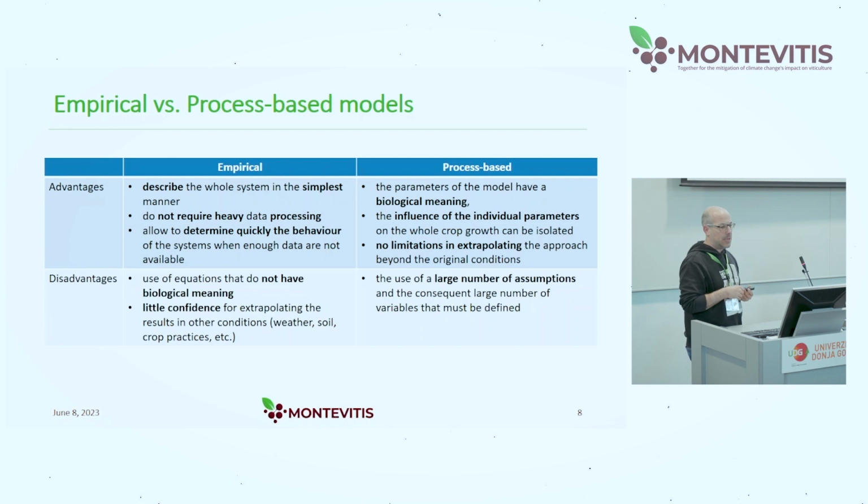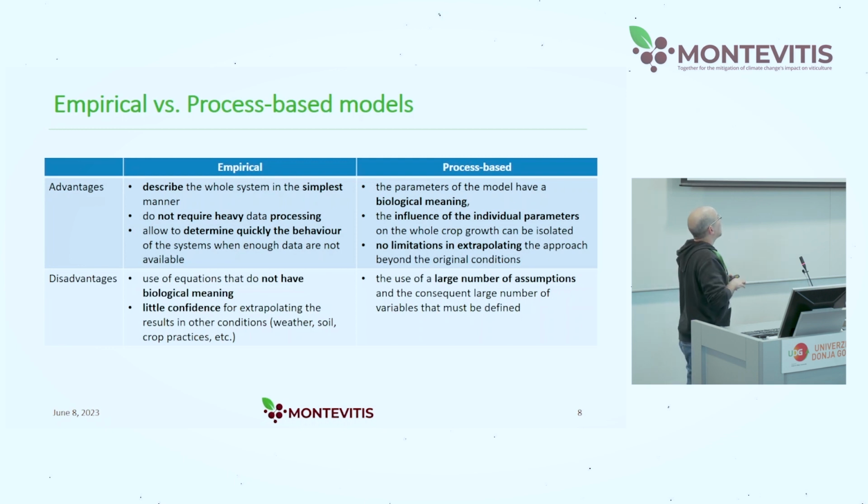For example, the disadvantage is that they use equations that do not have biological meaning, and they have little confidence in relation to the others. On the contrary, in process-based models, usually the parameters have a biological meaning, and the influence of the parameters on the whole crop can be isolated.